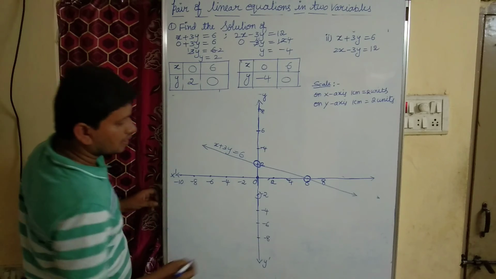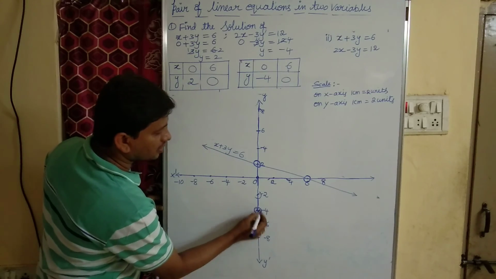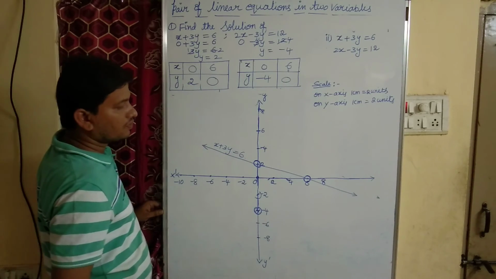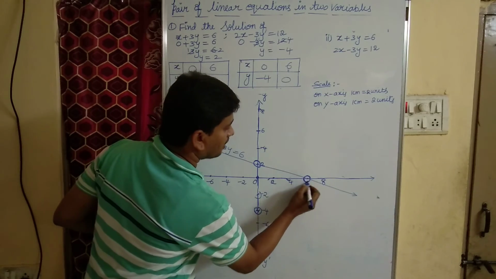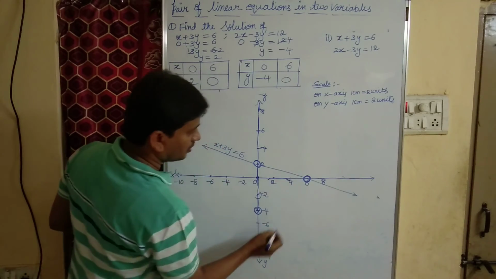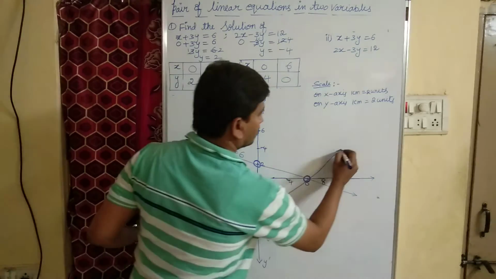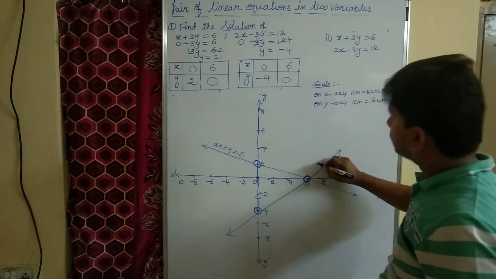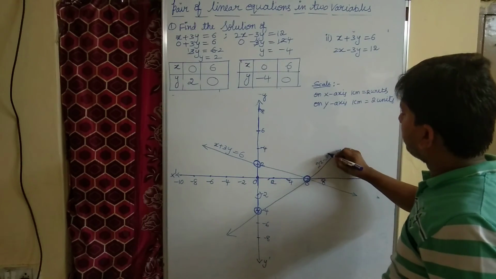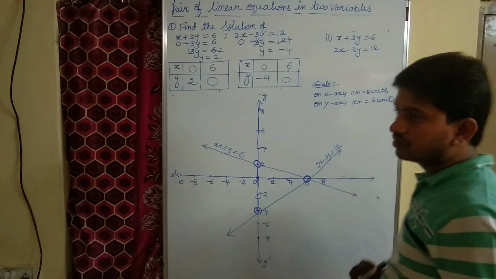The second one is (0, -4). On the x-axis 0, on the y-axis -4. The next one is (6, 0), which is here only. Right? Let us join. This is our second equation, 2x - 3y = 12.